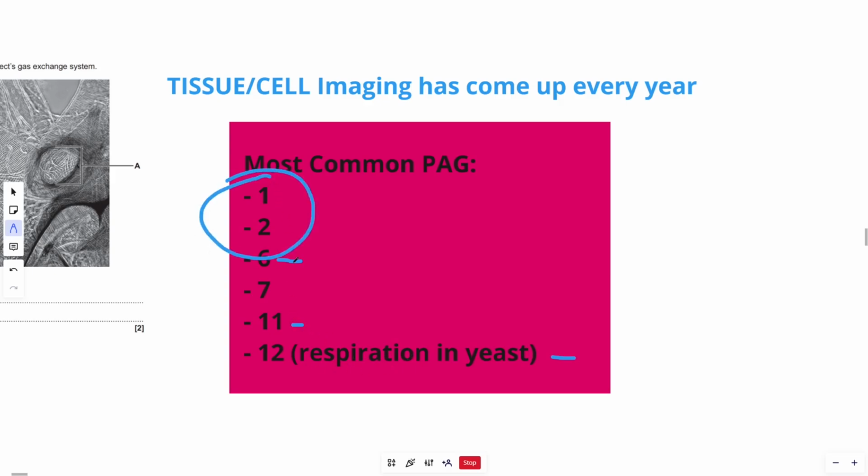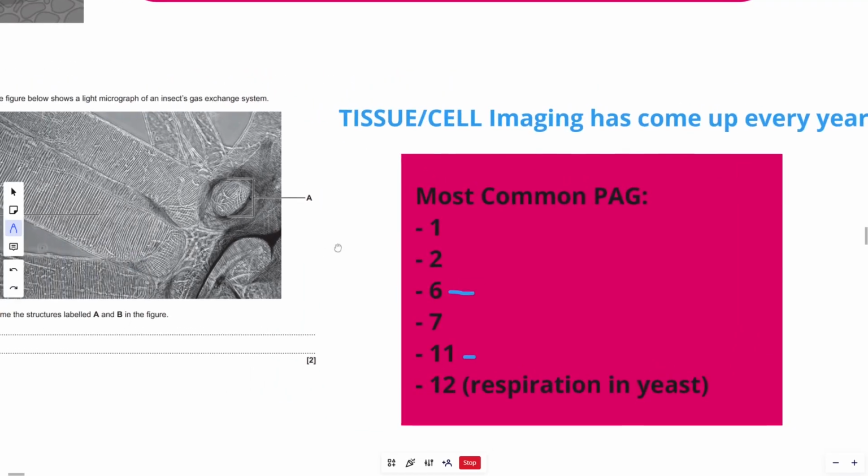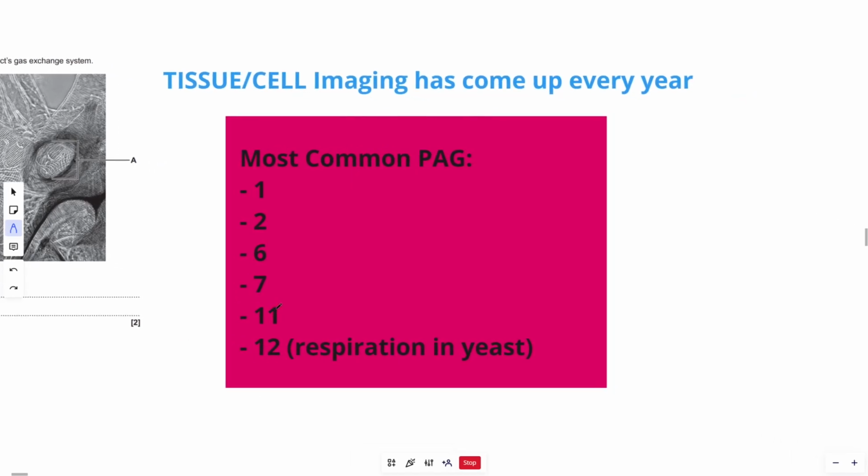And then you've got the dissection and the microscopy ones. They come up a fair amount as well, and that feeds into this question. Okay, so these are the most common ones. I don't have a clue what's going to come up in 2024. In 2023, we had practical 6 and 12, the respiration in yeast. I don't know what's going to come up other than that. And you've got the aseptic and brewing. So yeah, all the best with practicals.